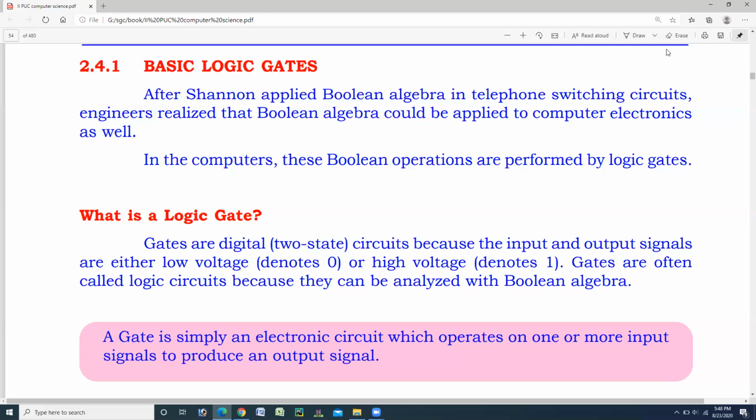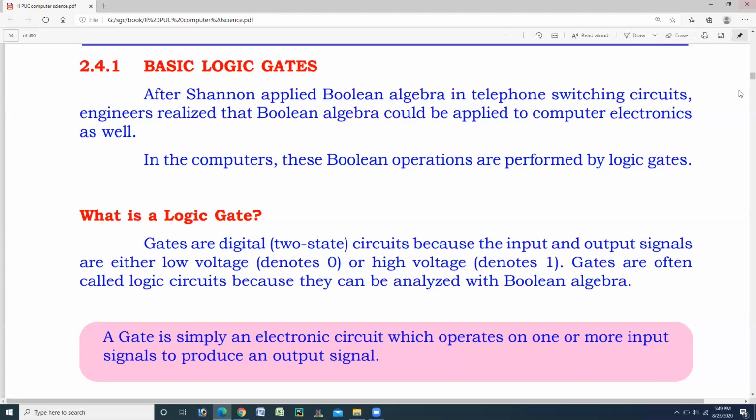A logic gate is an electronic circuit which takes one or more input signals and produces an output signal. It means a logic gate is an electronic circuit which takes one or more input signals and produces only one output signal. Such gates we are calling logic gates. A gate which operates on one or more input signals and produces one output signal, that gate is nothing but a logic gate.